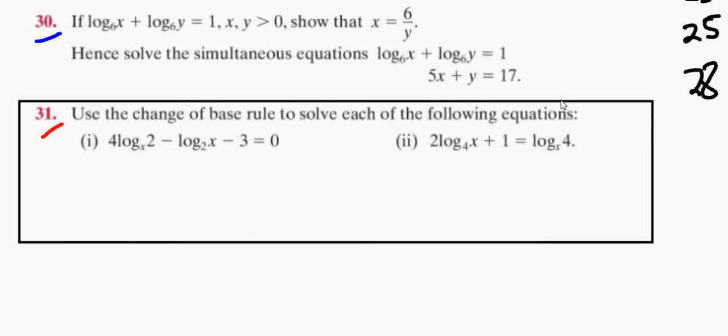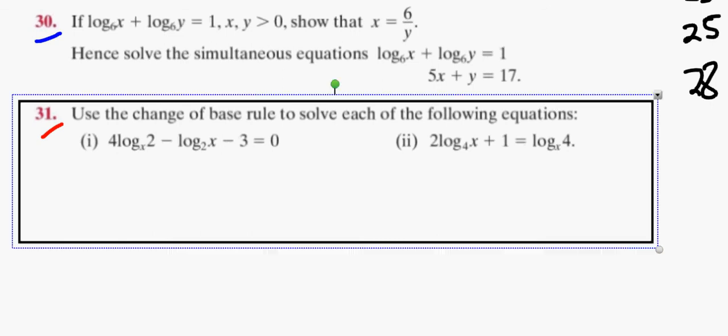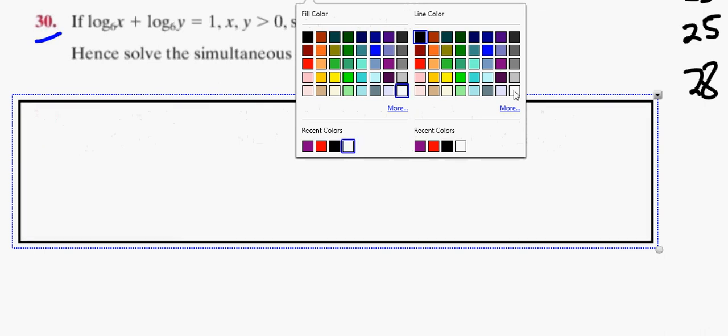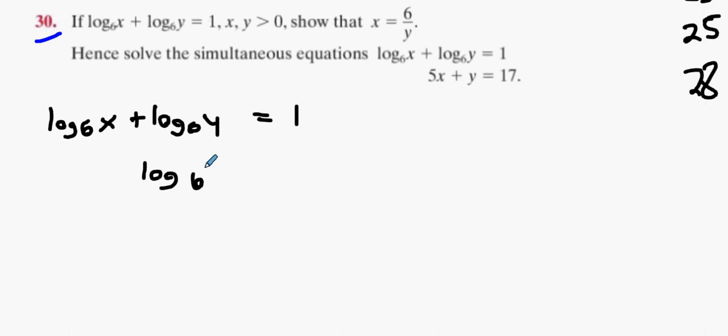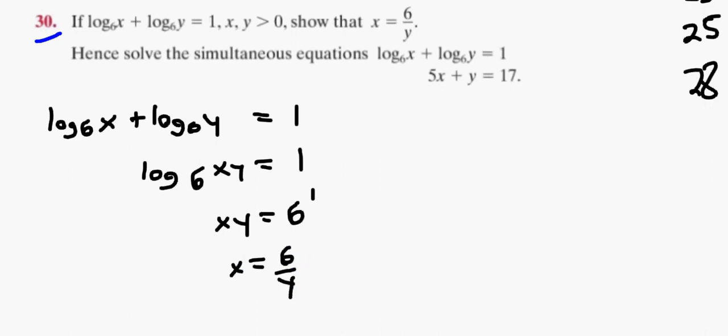30. Alright guys, for question 30, what did we do the last time? They have the same base, so what does that mean? Same base means we're allowed to use the addition rule. So what's the addition rule? xy base 6 equals 1. What's the next part? xy on its own equals 6 over 1, and then x will equal 6 over y. We cool with that?